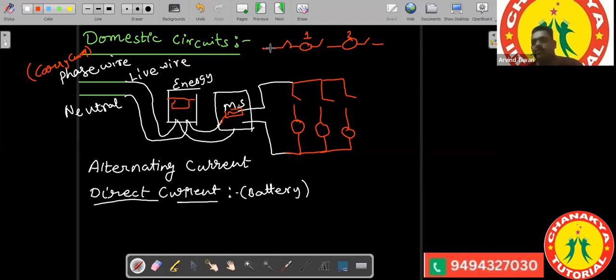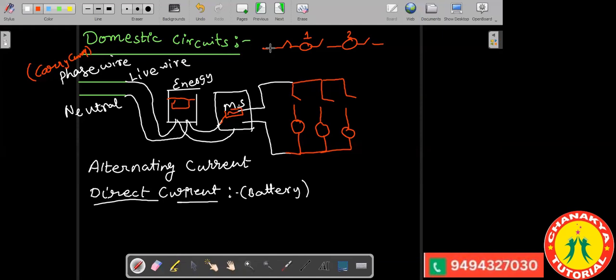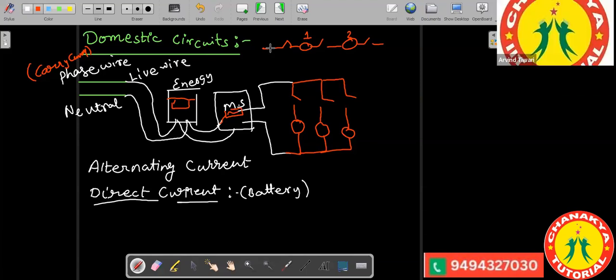There will be another problem. Suppose there is a fault in any of the devices, for example the bulb has fused. Can you run any of them? No, sir. If the bulb gets fused, you won't be able to run the fan or anything else. So a fault in any appliance causes a fault in the complete circuit.